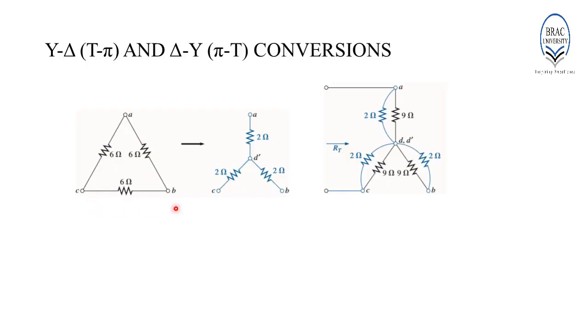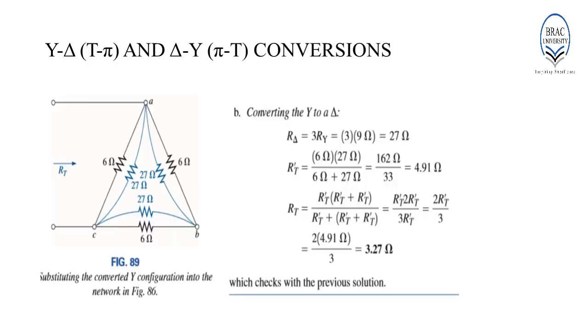So, if we convert the delta configuration into a Y configuration, then the value of R1, R2 and R3 will be 2 ohm. So, the redrawn network will look something like this. And the value of RT will be equal to 3.27 ohm. On the other hand, if we convert the Y configuration to a delta configuration using the given equations, then the value of RA, RB and RC will be equal to 27 ohm. On redrawing the network, it will look something like this.